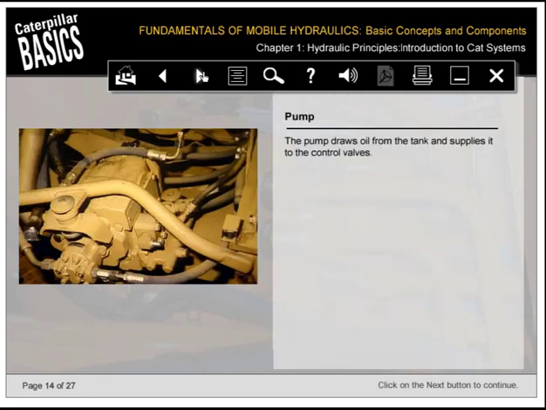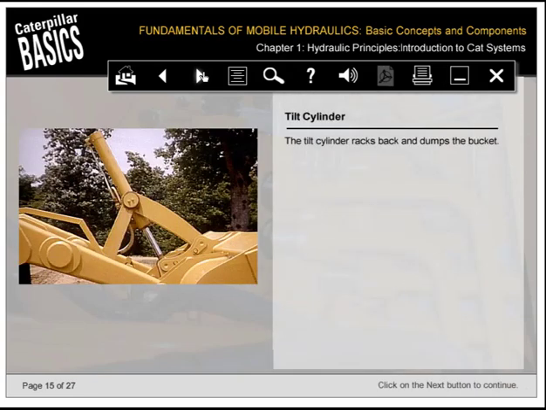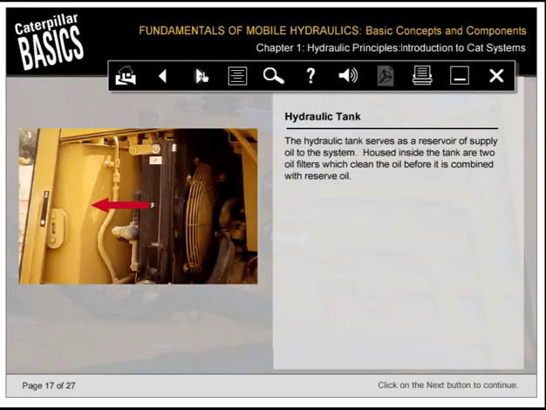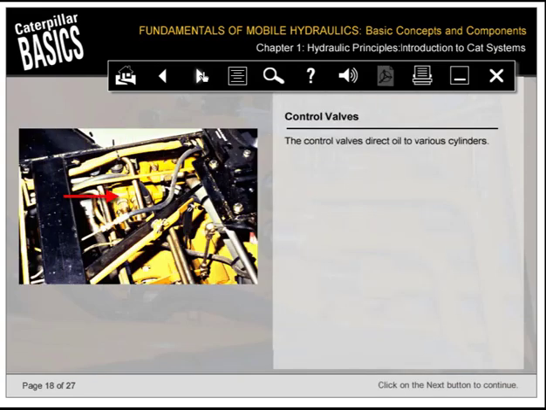The pump draws oil from the tank and supplies it to the control valves. The tilt cylinder racks back and dumps the bucket. The lift cylinders raise and lower the bucket. The hydraulic tank serves as a reservoir of supply oil to the system. Housed inside the tank are 2 oil filters which clean the oil before it's combined with reserve oil. The control valves direct oil to various cylinders.